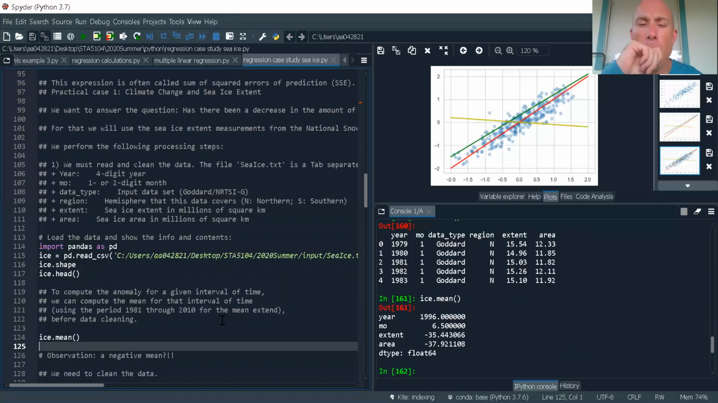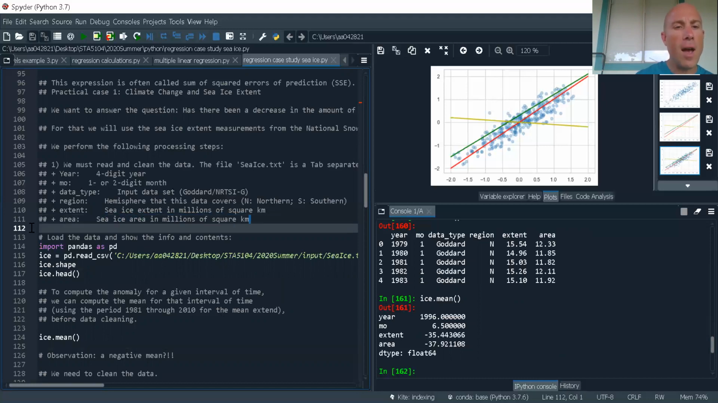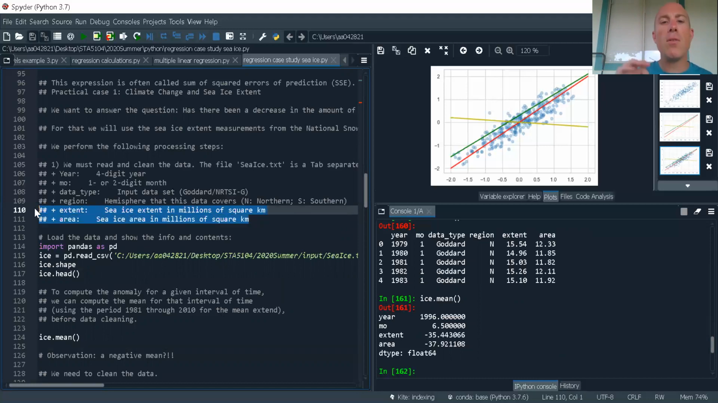Let's think about that for a moment. Extent is the sea ice extent in millions of square kilometers, and area is sea ice area in millions of square kilometers. Do negative numbers make sense? No, they do not. We have a problem. Something's going on. I don't know what the problem is. I need to figure this out.